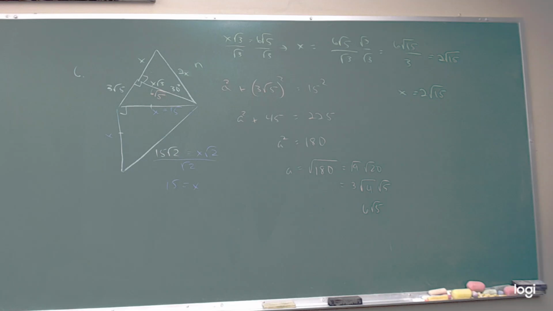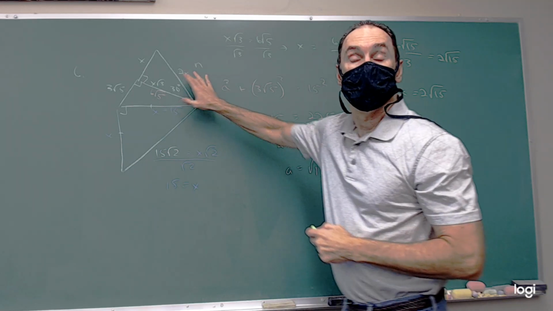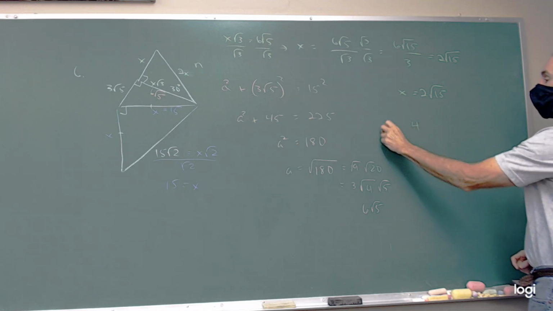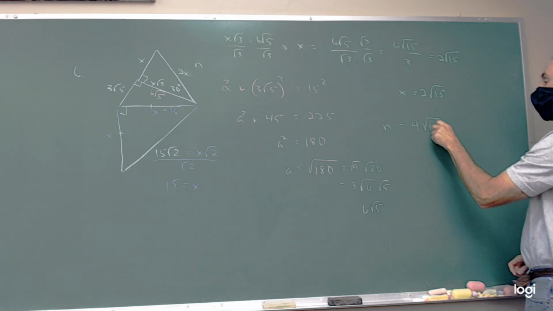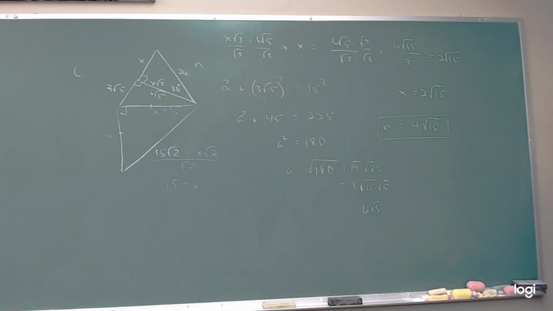So x in our scheme is 2 square root of 15. What we're looking for here is a 2x. So then we're going to multiply this by 2, and so we'll get 4 square root of 15. It's a long and winding problem. I love those.